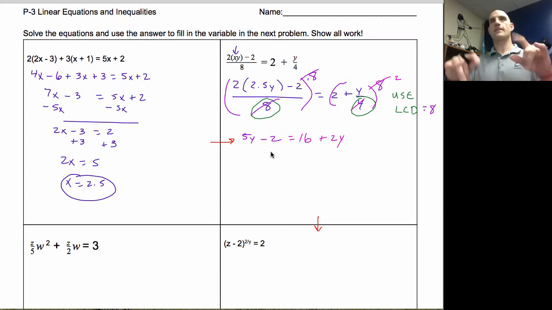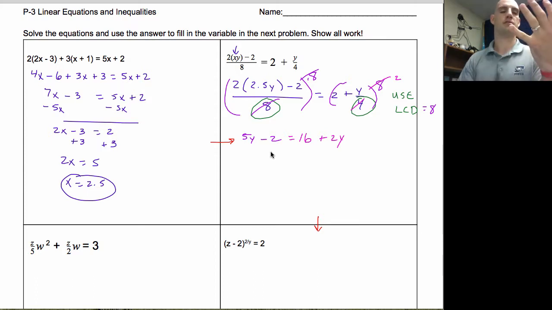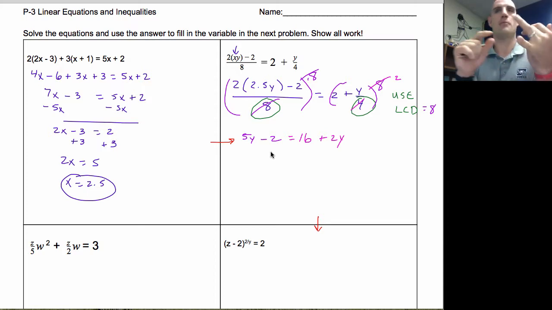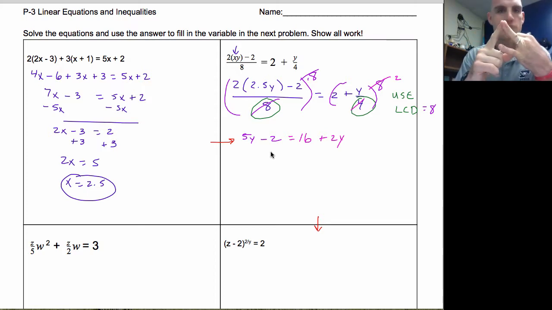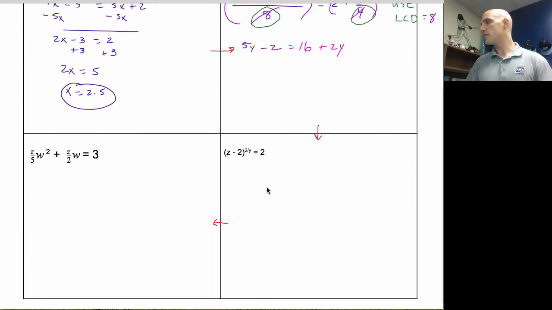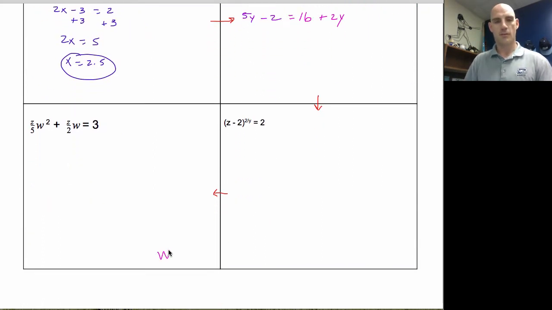As you go through this process, understand opposite operations. So the opposite of squaring is square root. The opposite of cube root is cubing. The opposite of subtraction is addition. The opposite of multiplying is dividing. Okay, so go through there, and at the end you should end up with w equals -3.